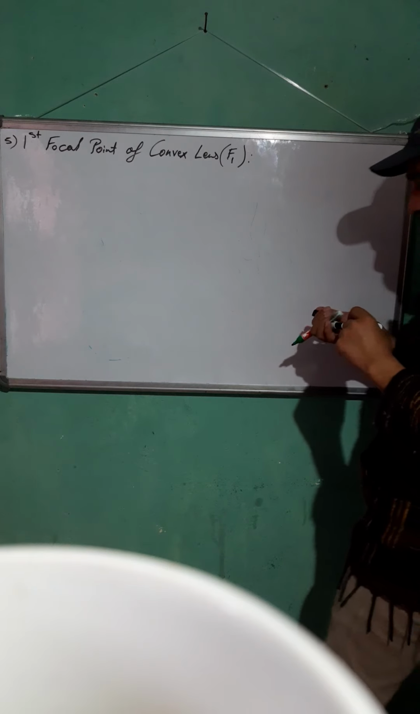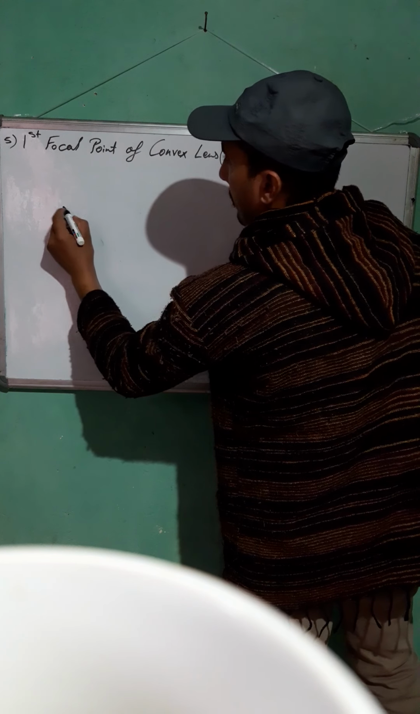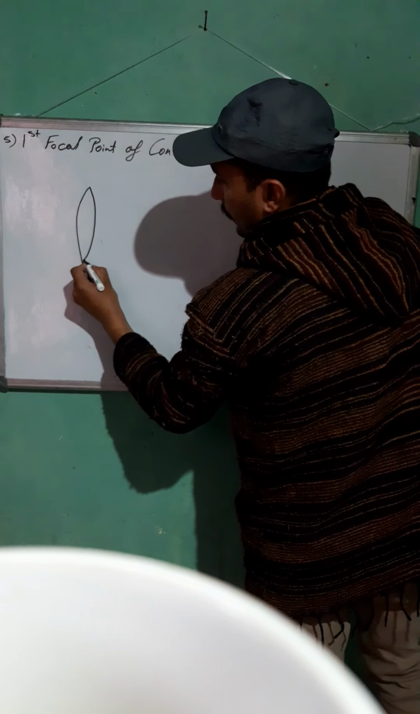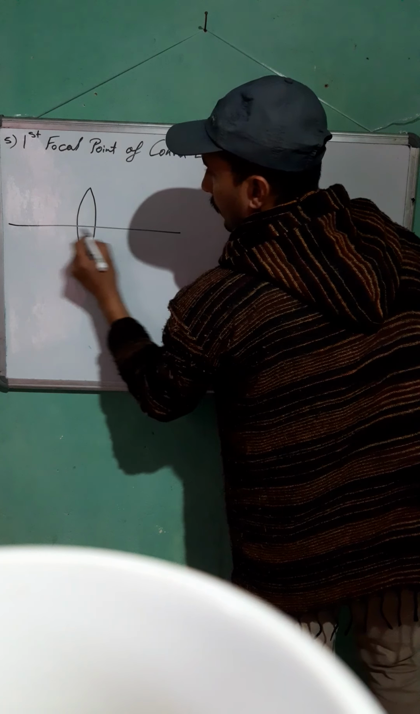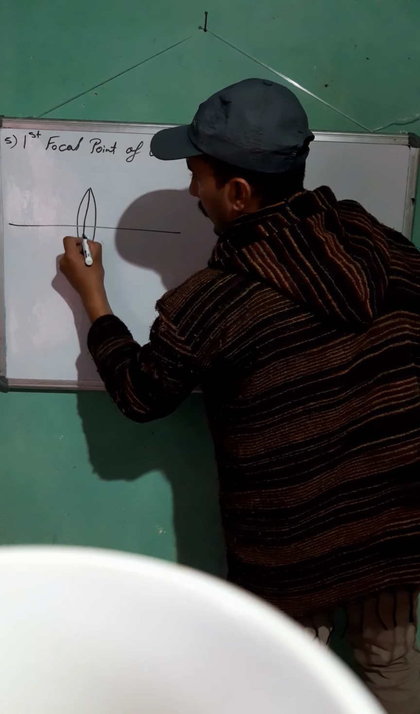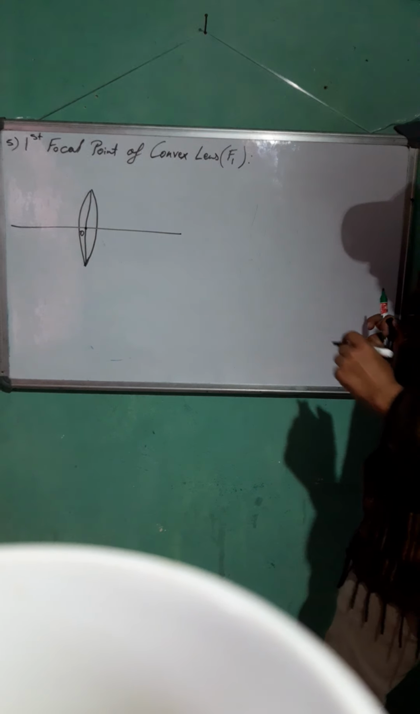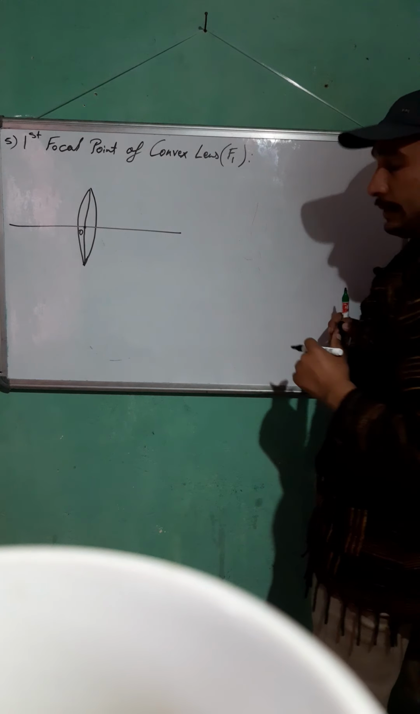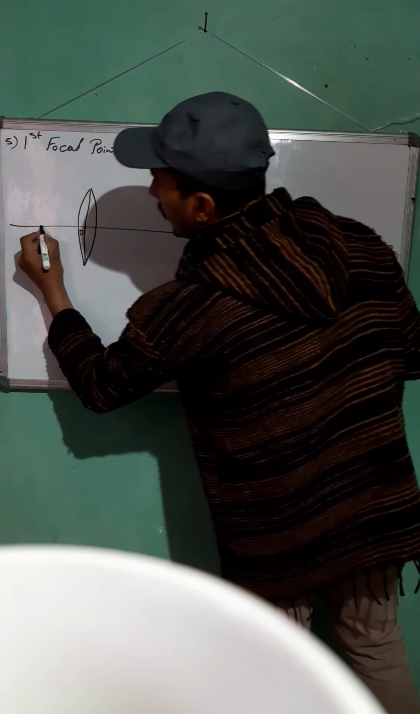Okay, so this is the principal axis. This is your optical center O. Okay, so first focal point of a convex lens is a point on the principal axis of a lens. Okay, it is a point, this is F1.